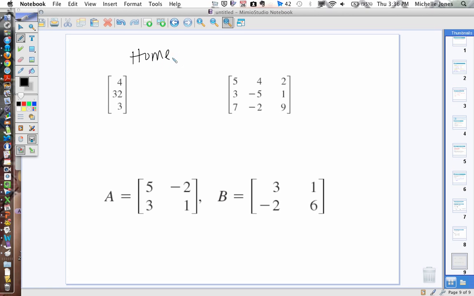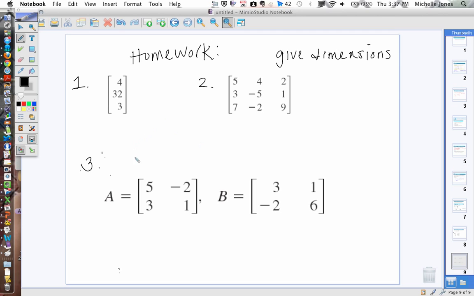All right, so for homework, I want you to try these 3 problems. Here's your first one. For 1 and 2, I want you to give me the dimensions. Is it a 5 by 4? Is it a 3 by 2? Is it an 8 by 10? So tell me the dimensions of number 1 and 2.